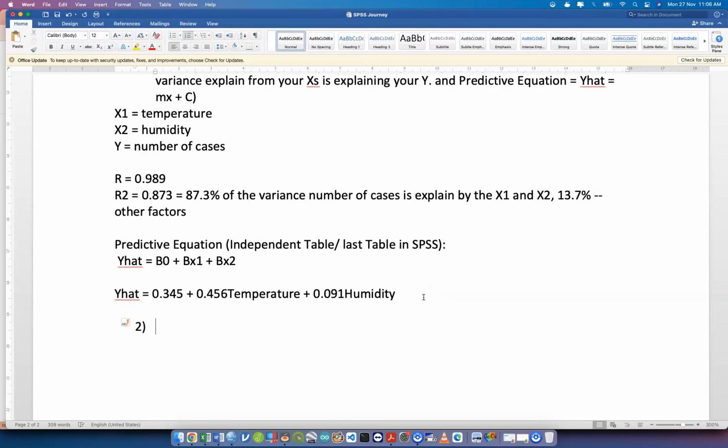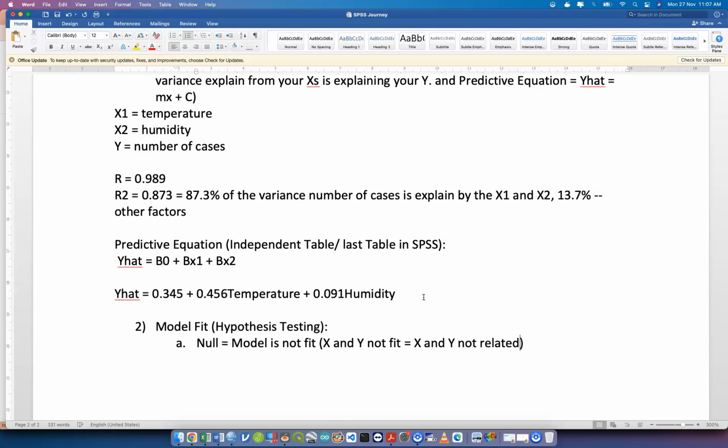Number two is called model fit. Model fit is actually hypothesis testing. The hypothesis of the model fit is as follows. What is the null? Model is not fit. As simple as that. What does it mean that the model is not fit? X and Y do not fit, meaning X and Y are not related. Understand or not? So what is the alternative hypothesis? Model is fit. That's all. What does that mean? X and Y are related.